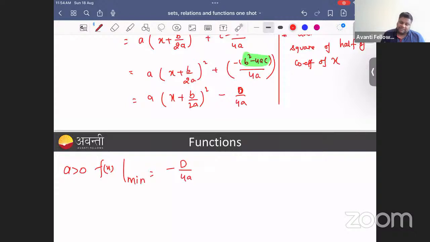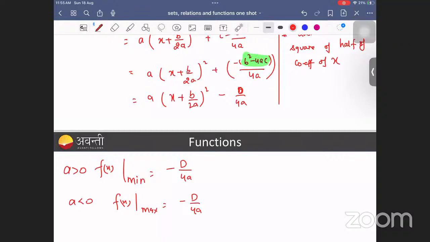And if a is less than 0, if a is negative, the maximum value of this perfect square will be 0. Otherwise, it will always be negative. So in that case, the maximum value of the function will be minus D by 4a. f(x) maximum will be minus D by 4a. All right, I hope I have made my point a bit clearer to you now. So the minimum value is minus D by 4a, or the maximum value is minus D by 4a, depending upon the value of a.